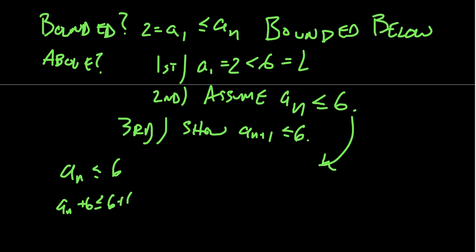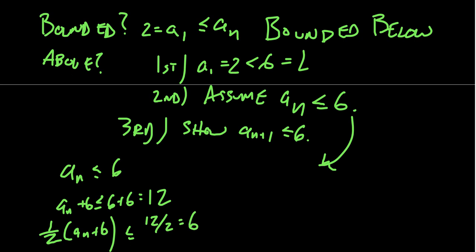6 plus 6, that's equal to 12. Times both sides by 1/2. You get 1/2 a_n plus 6 is less than or equal to 12 over 2, which is equal to 6. But then the left-hand side is just a_{n+1}. And so this establishes what we are looking for: a_{n+1} is less than or equal to 6. And so Bob's your uncle there.